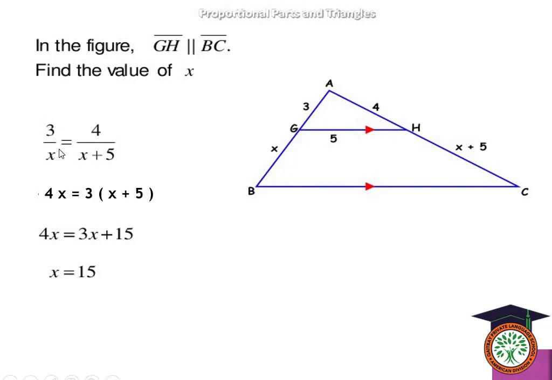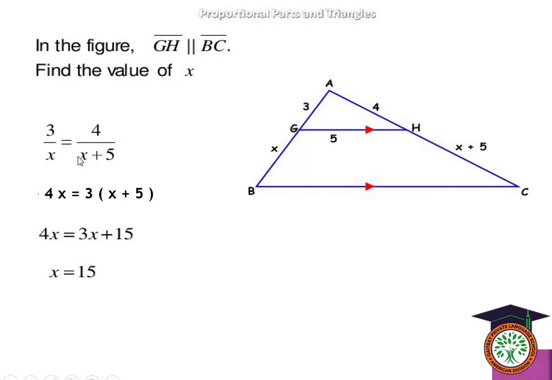This is the first ratio, equals, I will start with 4 over x plus 5, because 3, the corresponding side to this side is this side. So 3 over x equals 4 over x plus 5. So from this proportional, it's very easy to find the value of x.